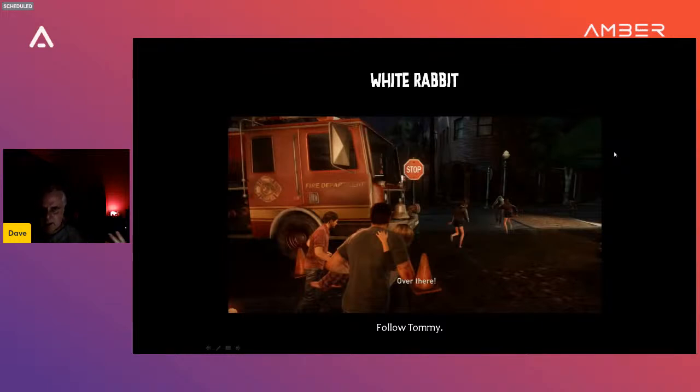So the player wants to play, the Ludus player is looking for the optimal experience. So we give him the white rabbit. Tommy becomes the white rabbit. We follow Tommy over there. And then when we get to the main game, Tess becomes the white rabbit.